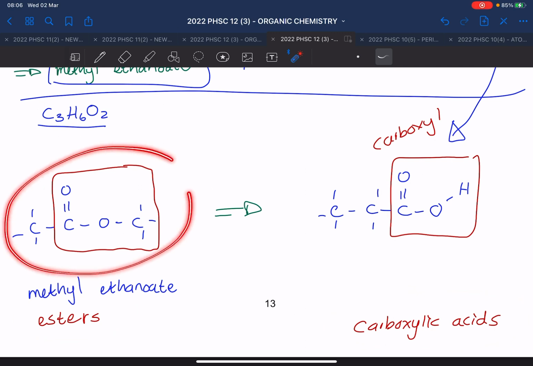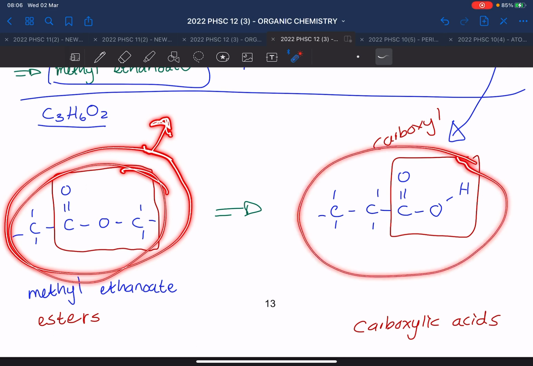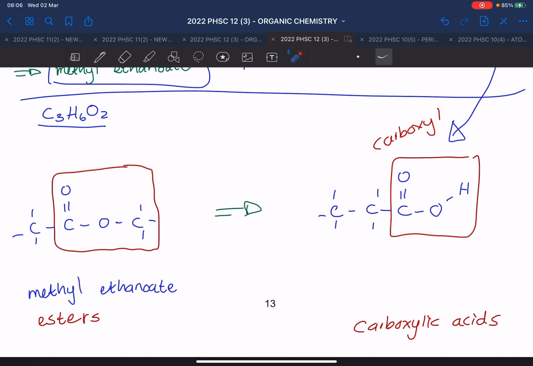This one smells nice. It's probably a fruit, some type of fruit. And this one is a vinegar type of thing. It's an acid. It will burn your tongue. So it's 2 completely different functions, but it consists of the same number of atoms.